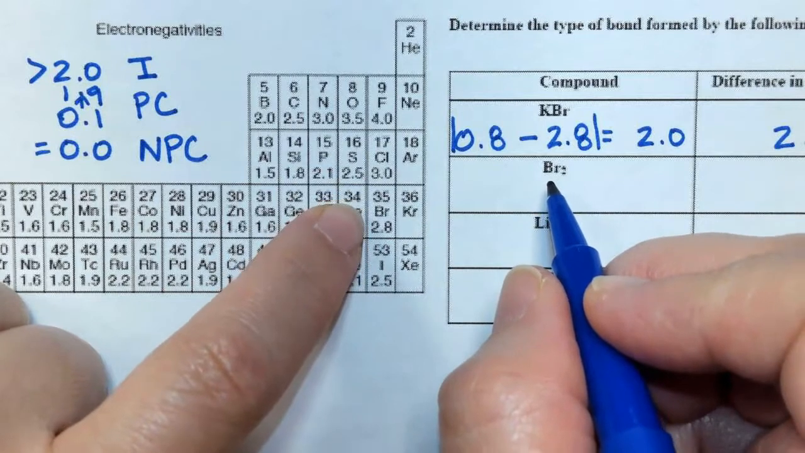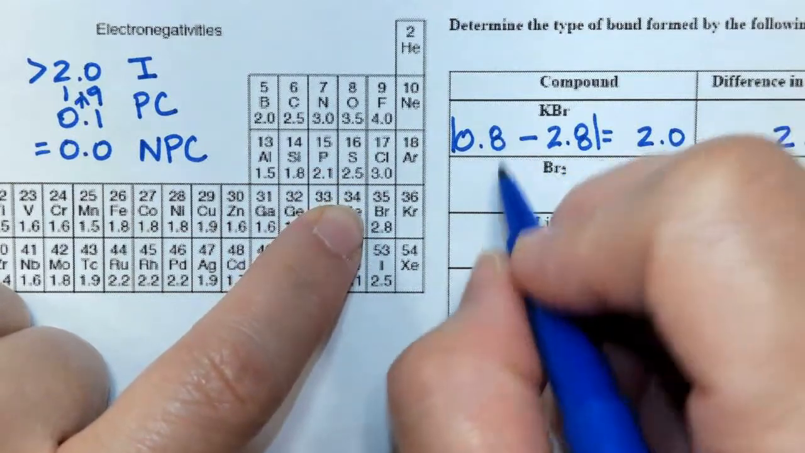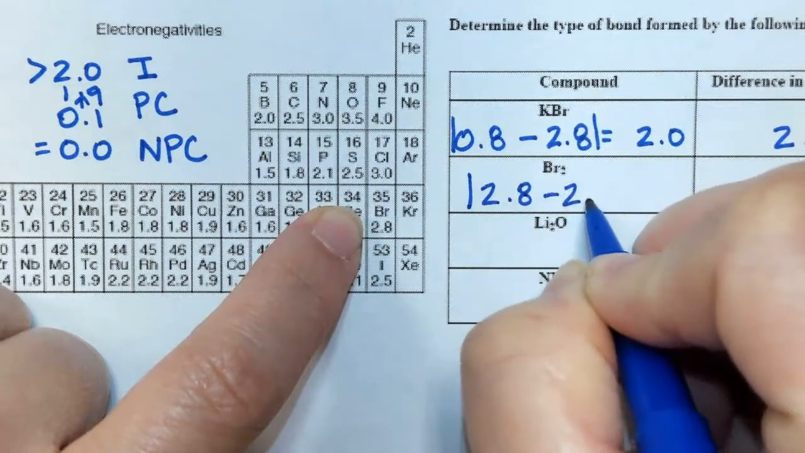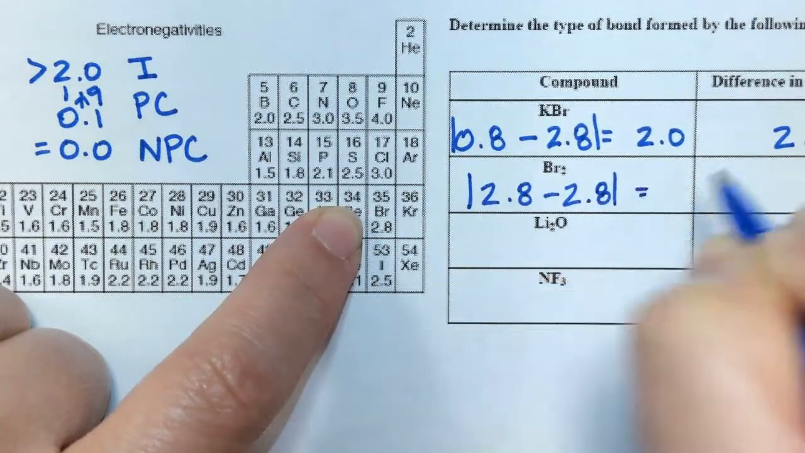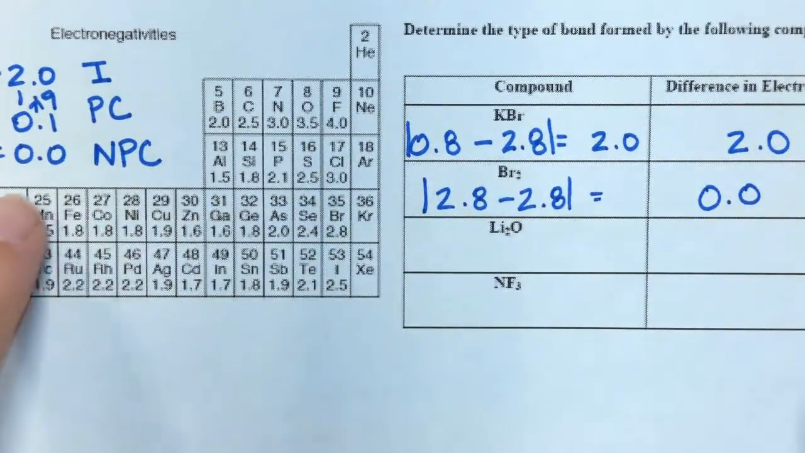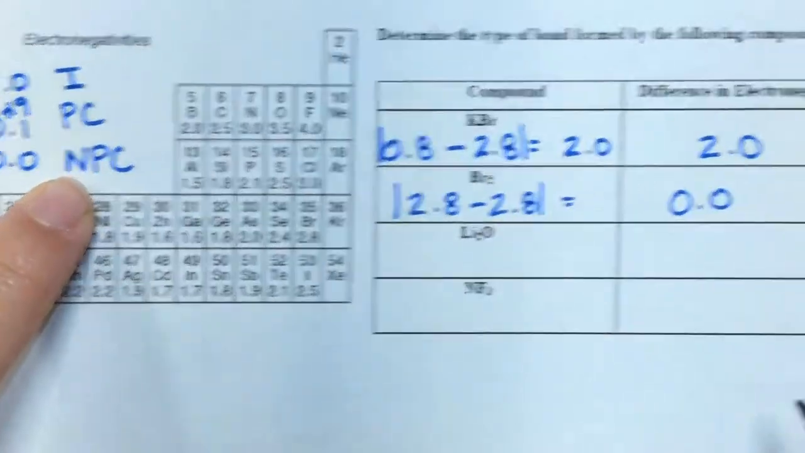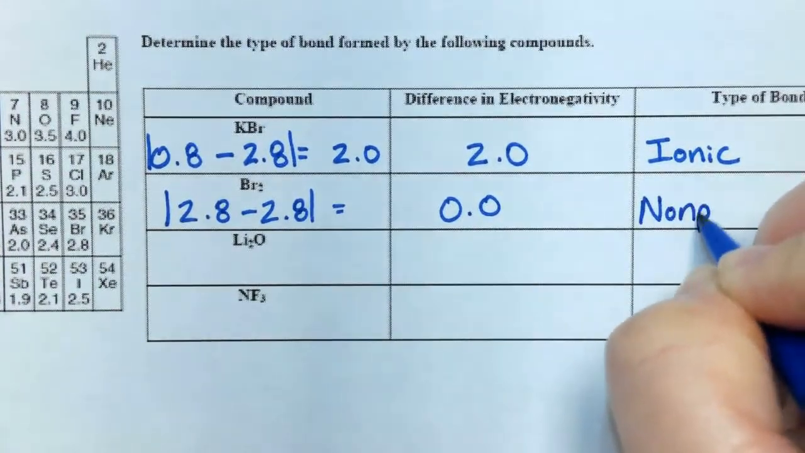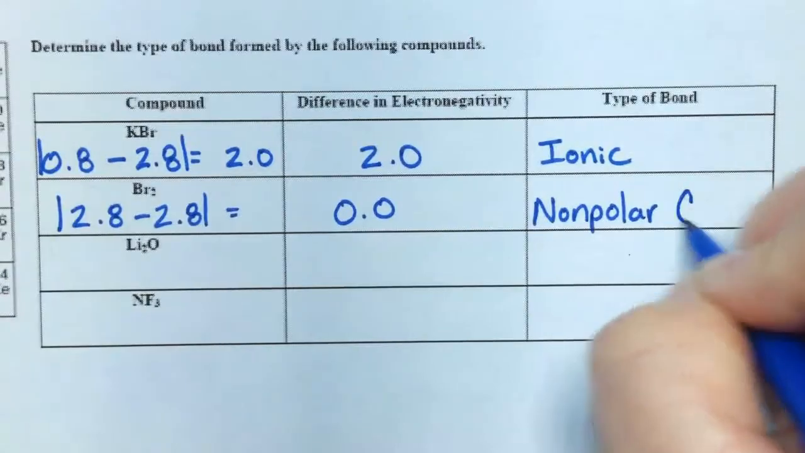Okay, what if we have Br2? Well, that's bromine bonded to another bromine. So that's going to be 2.8 minus 2.8, which is going to give us 0.0, and that is going to equal nonpolar covalent. So this one will be nonpolar covalent.